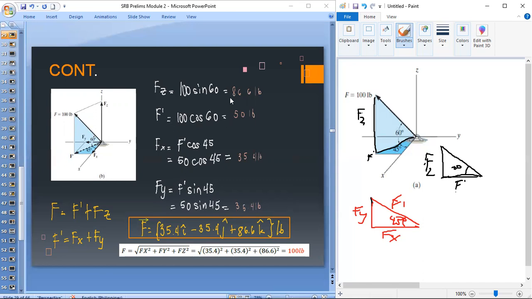Now that you have x, y, z, arrange it in Cartesian vector form. You have 35.4i, which is your Fx, positive because it goes this way, as in the right-hand rule I explained earlier. Then negative 35.4j, so your y is negative here. And then 86.6k, positive because it goes up, this is Z. So this is your Cartesian vector notation.